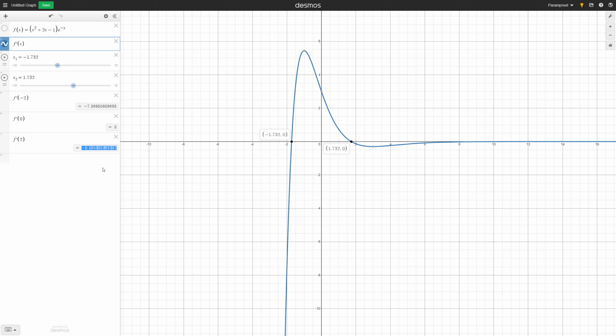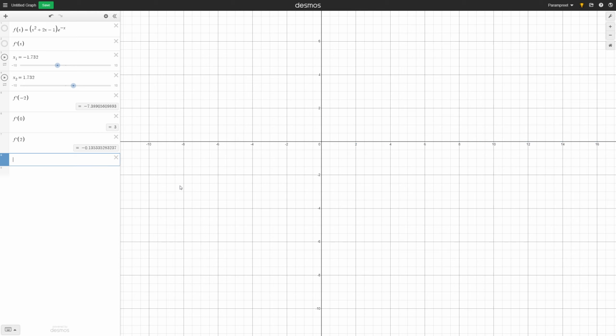So now let's repeat this analysis for the second derivative. I'm going to keep all this information here. You don't have to remove it. I'm going to start talking about the second derivative here. So I'm going to type in f double prime of x. Now I have a graph of my second derivative here. To find inflection points, I want to see where this second derivative is 0.